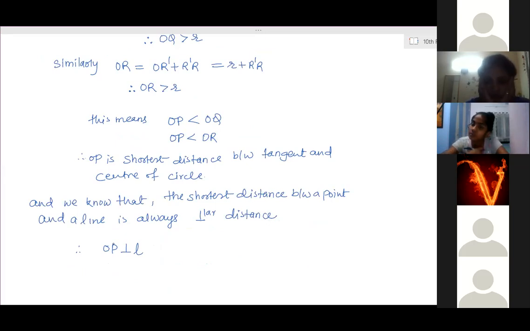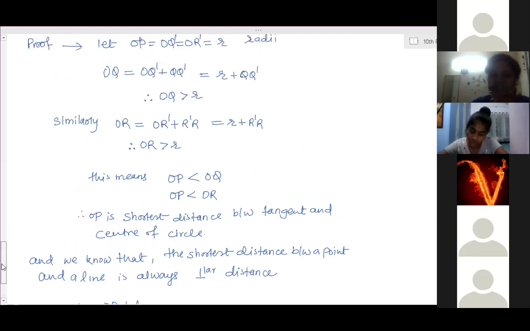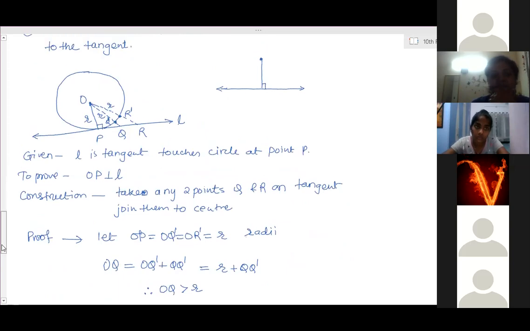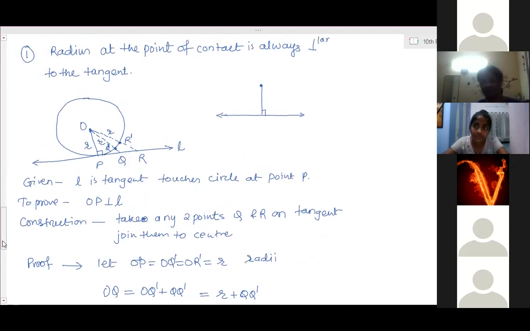Yes, Mithun? But last time we proved it by the Pythagoras theorem. We have proved that the perpendicular distance is the shortest distance. Now here we are using that the shortest distance is the perpendicular distance. But you can use the Pythagoras theorem, ma'am. But for using the Pythagoras theorem, we need to know that it is 90. Here we actually don't know it is 90. We have to prove it is 90. That's what we have done, whatever we want to prove.